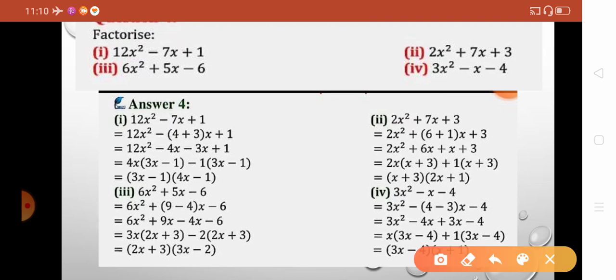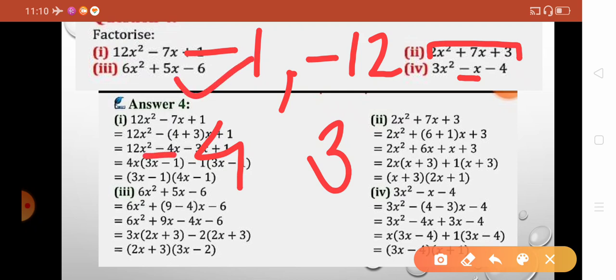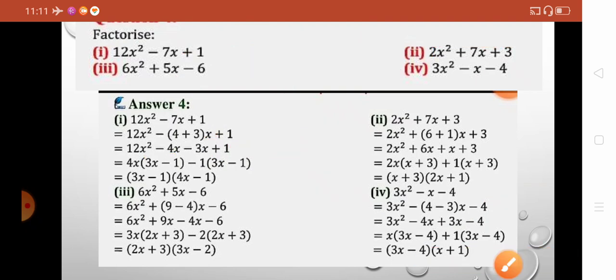Next is 3x square minus x minus 4. That means your sum must be minus 1 and your multiplication must be minus 12. So two numbers in such a way that their sum must be minus 1 and their multiplication must be minus 12. The two numbers can be 4 and 3. The greater number must have negative sign and the smaller must have positive sign. So here we will take like this and we will get the answer by splitting the middle term method.